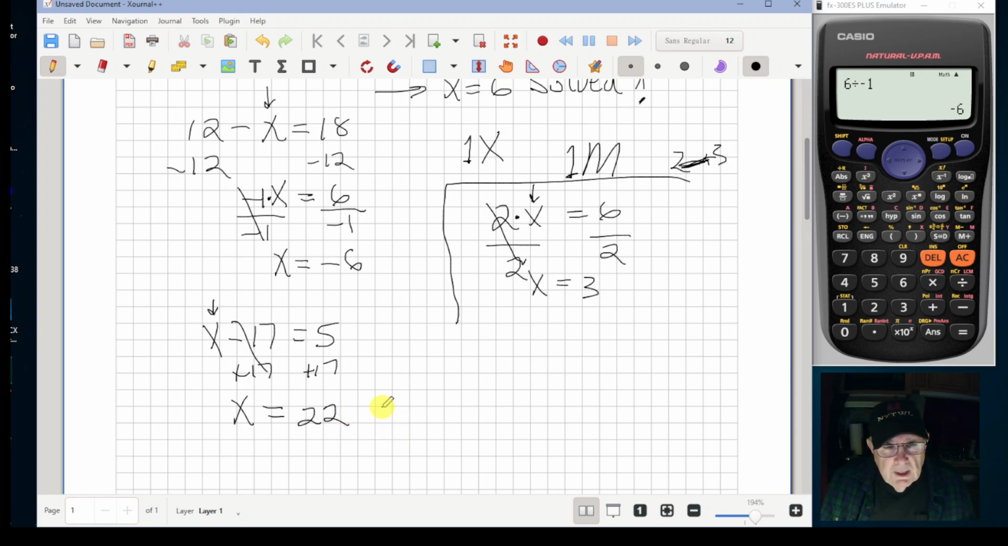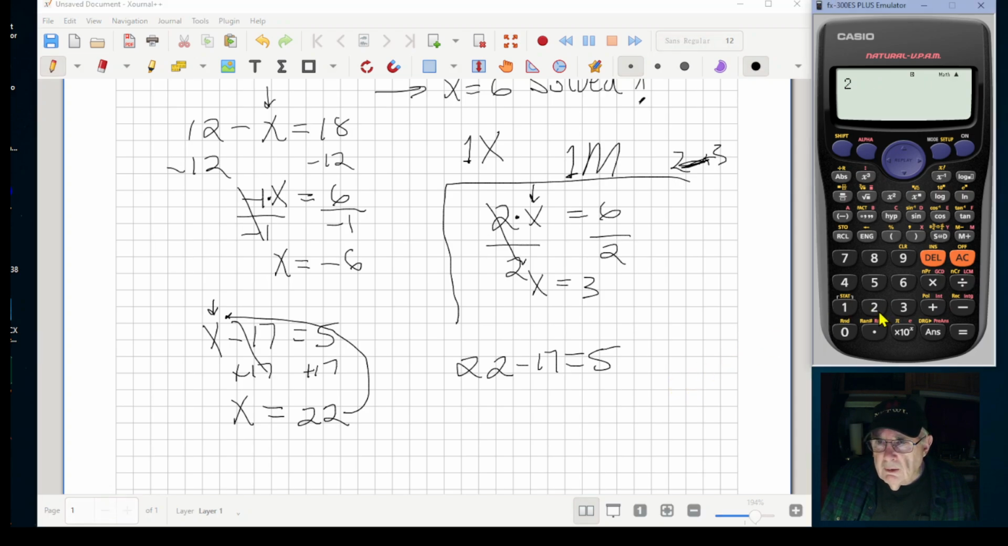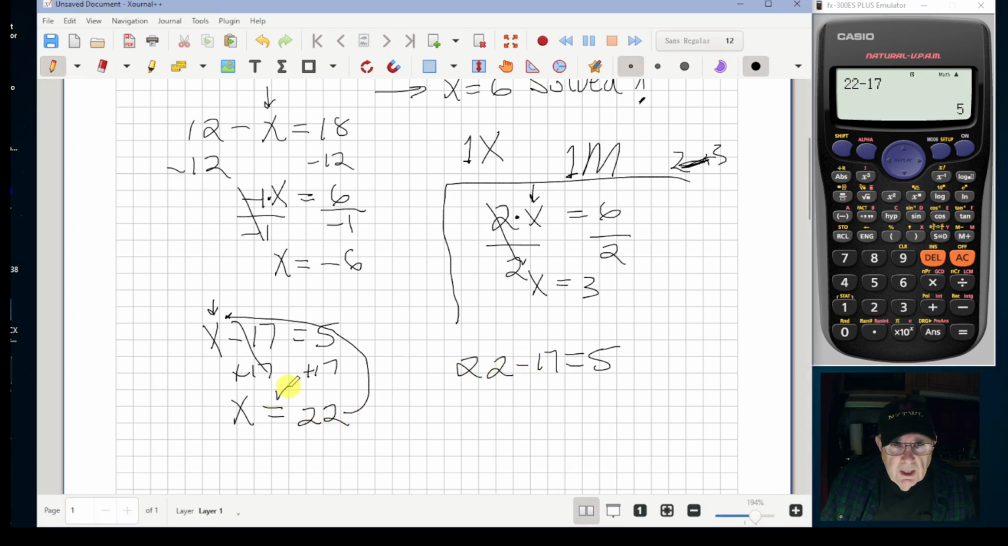Now here's kind of a neat thing. Once you get a value for x, you can find out if you did the problem right by taking your answer and putting it back in the original problem. 22 minus 17 equals 5. So if I have 22, I'll do it on the calculator. 22 minus 17, because I'm horrible at arithmetic, is indeed 5. So this answer checks. You can always check your answer.